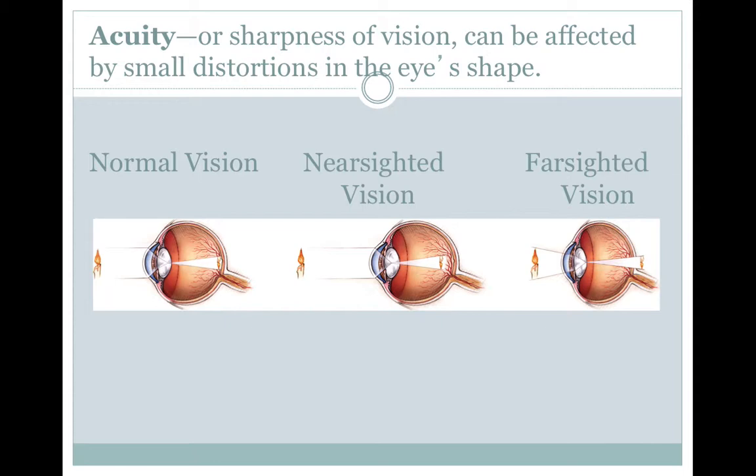And if you're really nearsighted, you actually see nothing clearly. Glasses, contacts, laser surgery can reshape the cornea and can actually correct the problem.